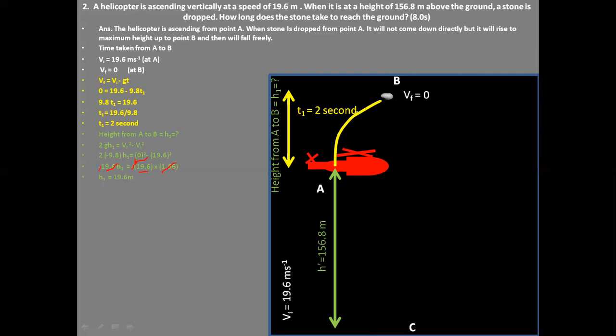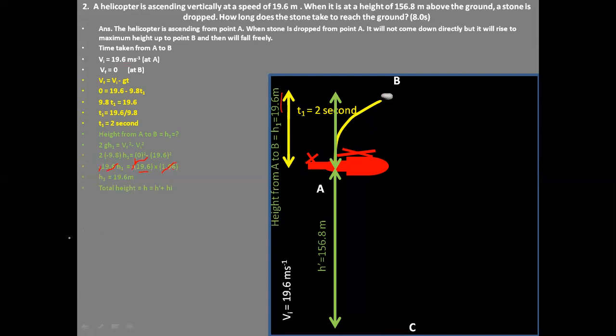That means this much height will be equal to 19.6 meters. Let us color it green, that this is the height. Now how much will be the total height? It will be h dash, the ascending of the helicopter, how much distance it ascended. It was given to us, it was 156.8 meters, and the stone traveled another 19.6 meters so that it can reach its maximum height.